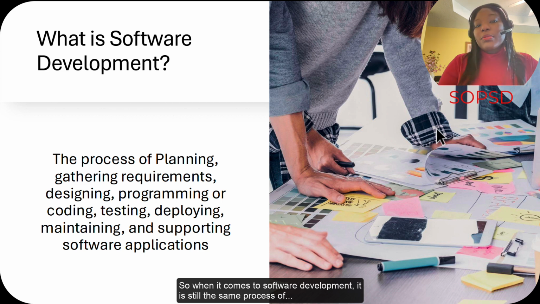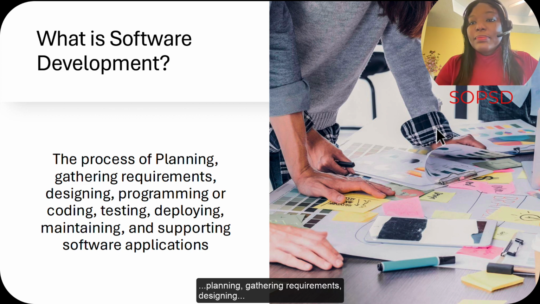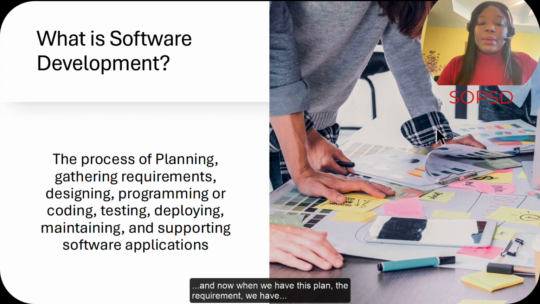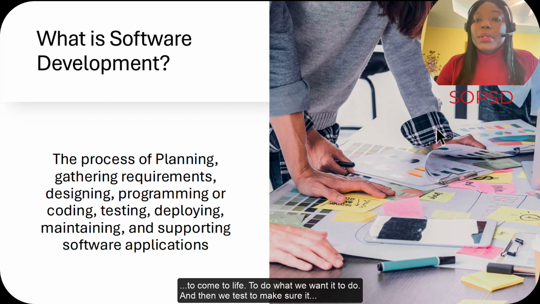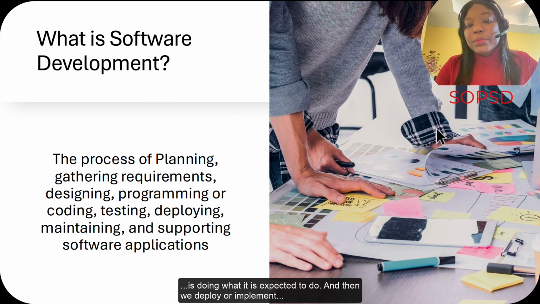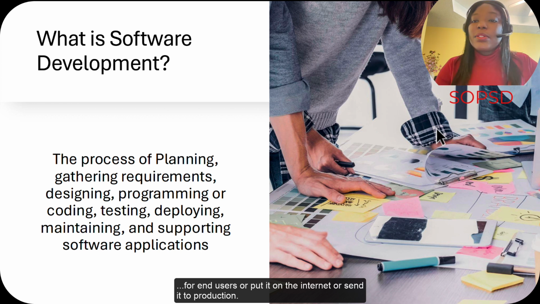So when we come to software development, it's still the same process of planning, gathering requirements, designing. And now when we have this plan, the requirements, we have the design, we begin to code this design or program this design to come to life, to do what we want it to do. And then we test to make sure it is doing what is expected. And then we deploy or implement for end users, put it on the internet, send it to production. And end users will use this.